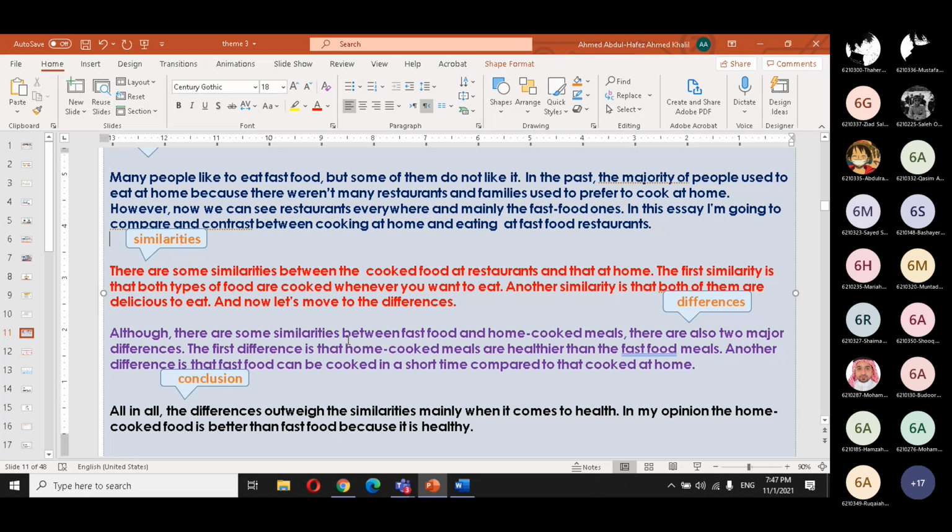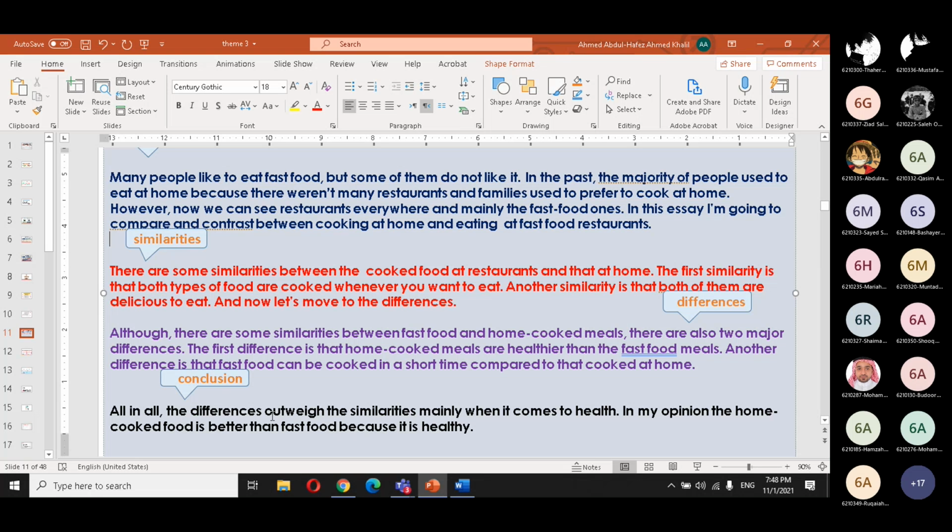Although there are some similarities between fast food and home cooked meals, there are also two major differences. The first difference is that home cooked meals are healthier. It's known that food at home is healthier than the fast food meals. Another difference is that fast food can be cooked in a short time compared to that cooked at home. The food you cook at home takes much more time than the fast food. Okay? And then the conclusion.